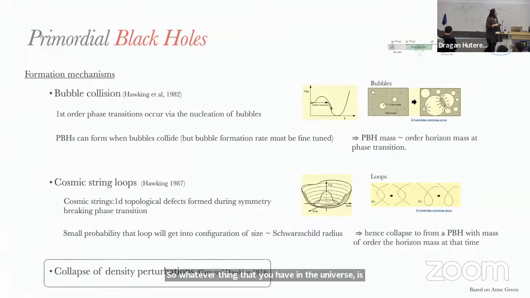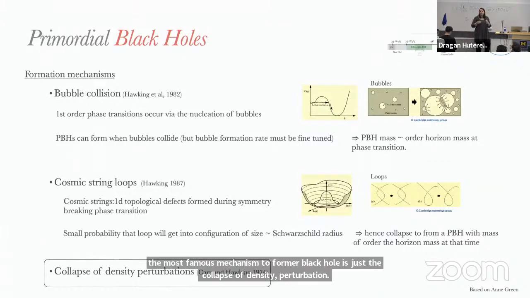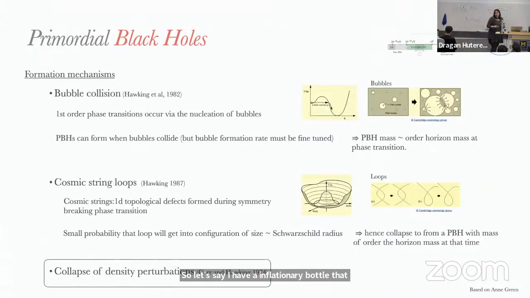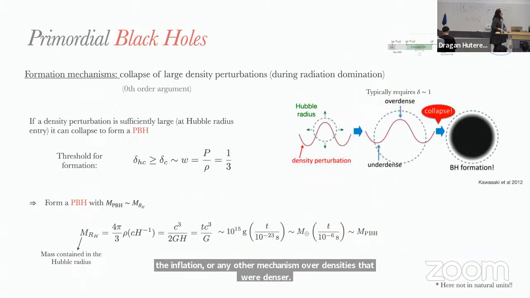and then you can form a black hole. But the most famous mechanism to form a black hole is just the collapse of density perturbations. Let's say I have an inflationary model that allows me to have overdense regions, dense enough that can produce black holes right in the beginning of the universe. For stellar black holes, we know that they are made because you have a star, right? It exploded, something happened, and then it collapsed and becomes a black hole. Here it is the same mechanism: for some reason, you created, through inflation or any other mechanism, overdensities that were dense enough that they could collapse into black holes.